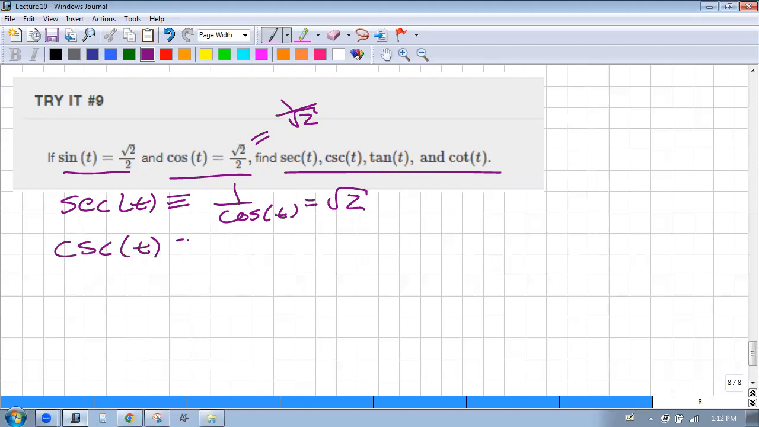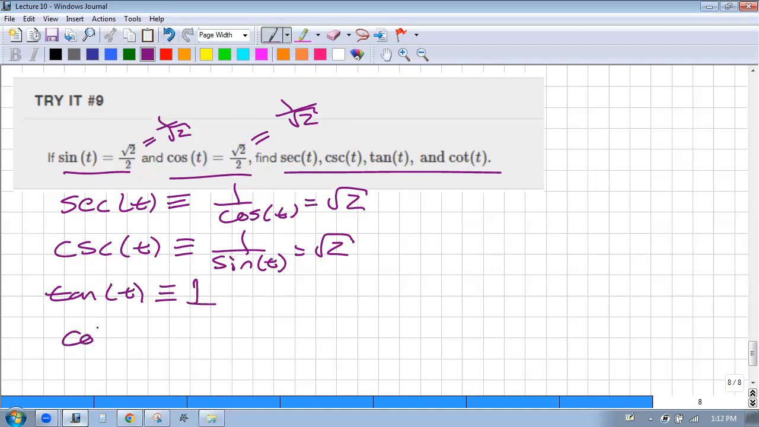Cosecant is always 1 over sine. So again, this is the same as this. So 1 over that's just √2. Tangent is sine over cosine. They're equal, so it's 1. Cotangent being 1 over that. 1 over 1 is still 1, right?